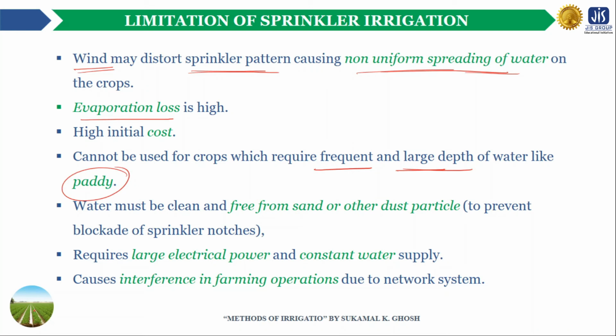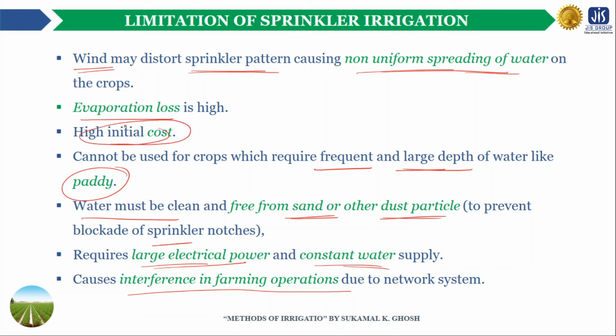Apart from that, only sand and silt or other dust particle free clean water must be used in the sprinkler irrigation system, otherwise the sprinkler may be blocked by the dust particles. Also, the sprinkler irrigation system requires large electrical power and constant water supply, and it may cause interference in farming operation due to its network system. And last but not the least, the initial cost is very high in case of sprinkler system.